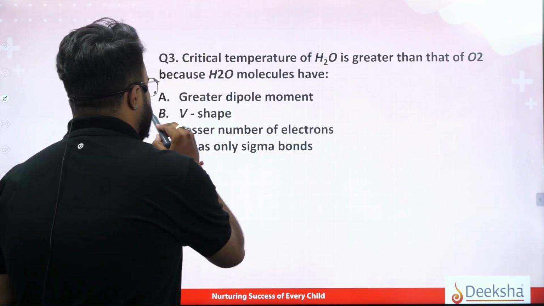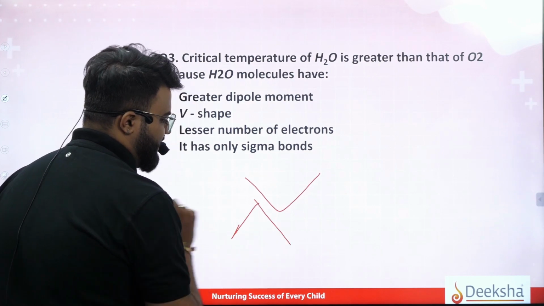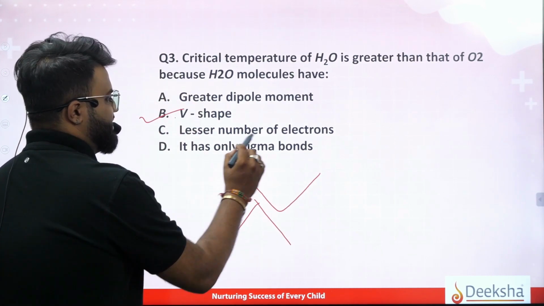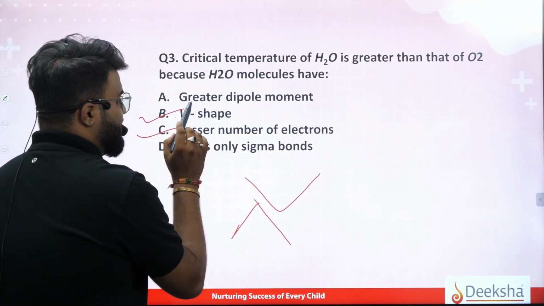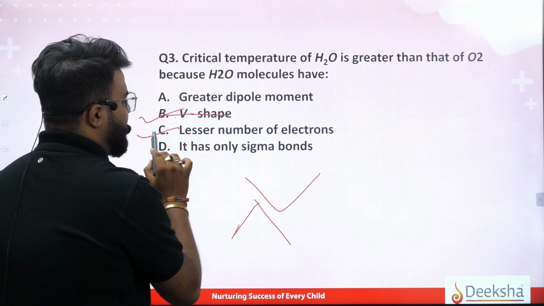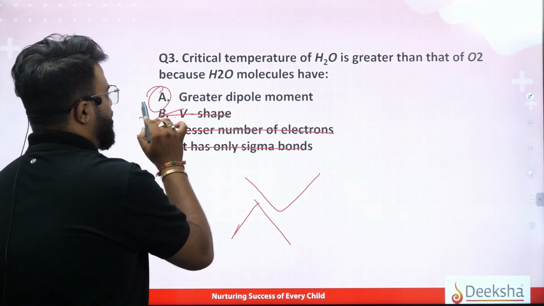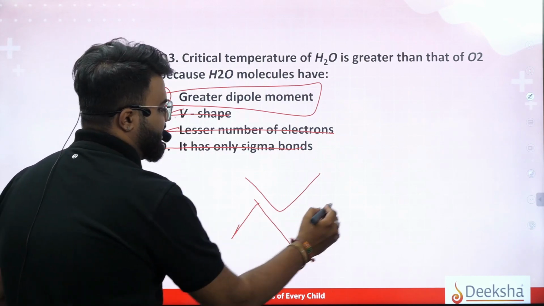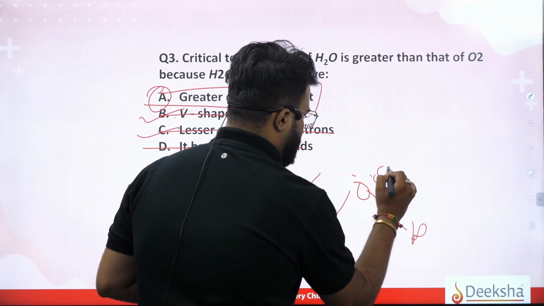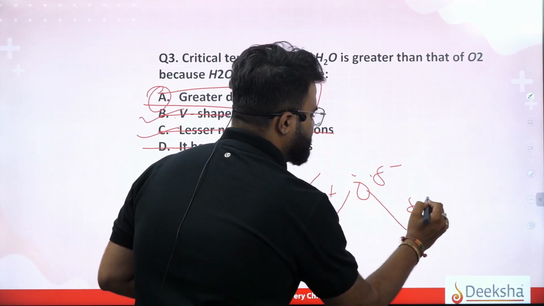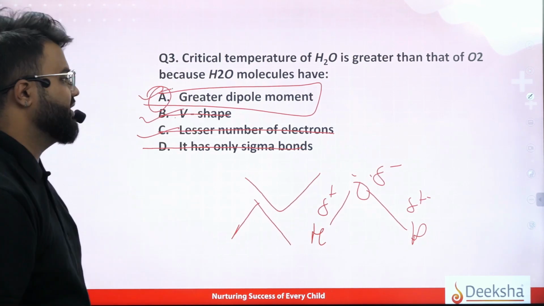Water is in a bend shape, it will be like this or like this. Water molecules, yes. Lesser than the number of electrons, yes. And it is in the bend shape, so it can't be. And lesser than the number of electrons, no. It has only sigma bonds, no. Then the correct option is it has greater dipole moment. The correct option for question number 3.